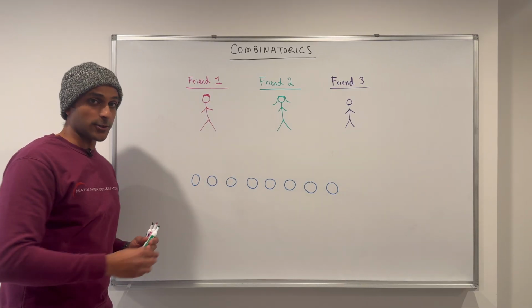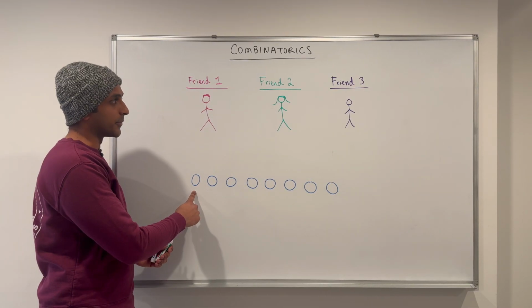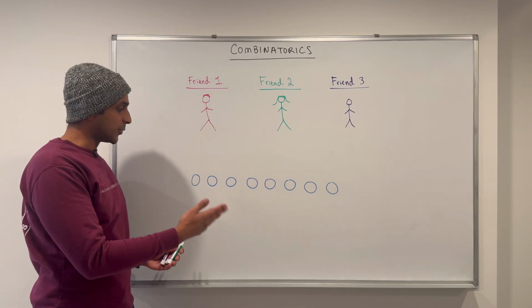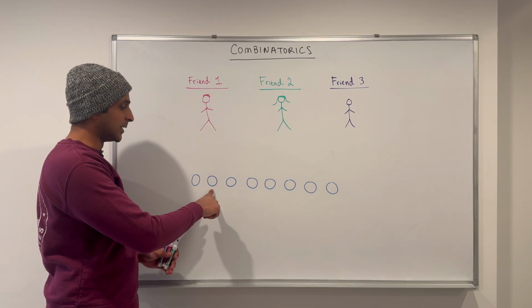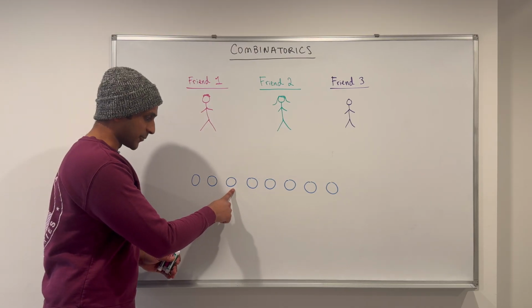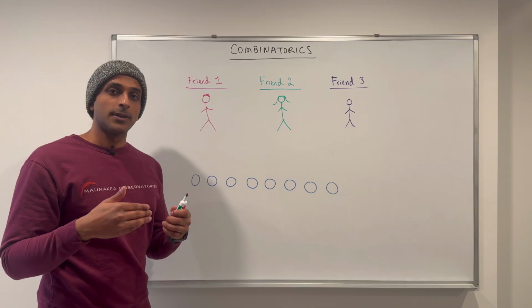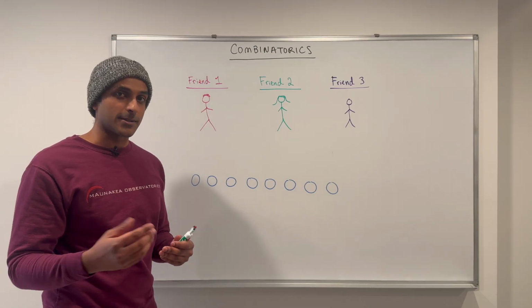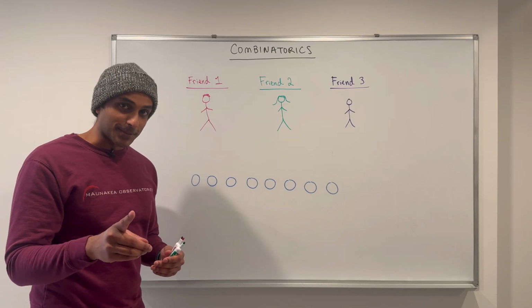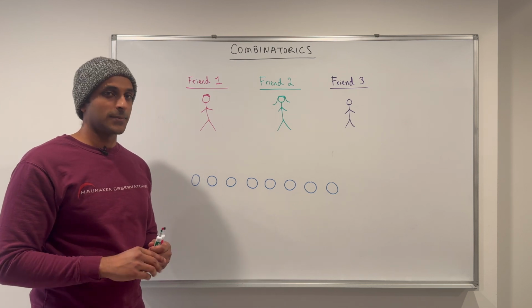So here are the 8 identical marbles. For the first marble, there are 3 choices for friend. And no matter who you choose, there are 3 choices for the second marble. And no matter who you choose, there are 3 choices for this marble, all the way to the last marble, there are 3 choices. So by the multiplication rule, the answer seems to be 3 to the power 8. But that's not right. Can you figure out why?